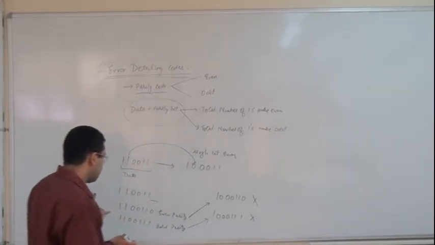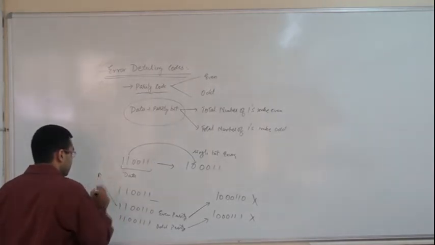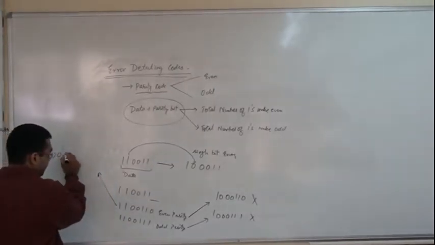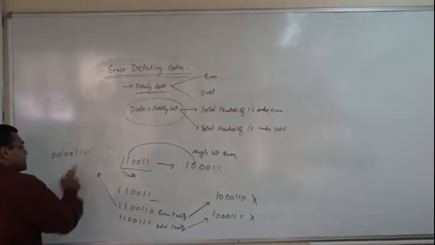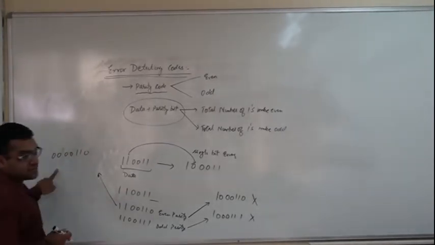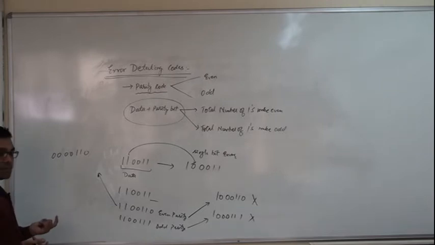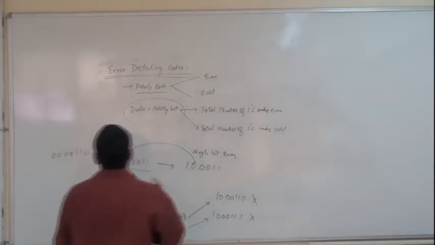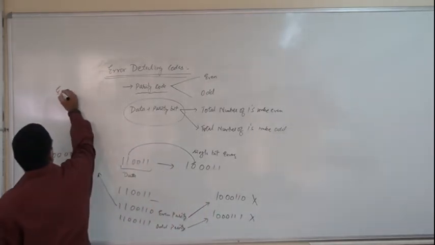Like over here, if you see, suppose during transmission the first 2 bits got flipped. Now the receiver receives and checks, and it says parity is even still, so it cannot detect that the error has occurred. So for that we have the codes that are called error correcting codes.